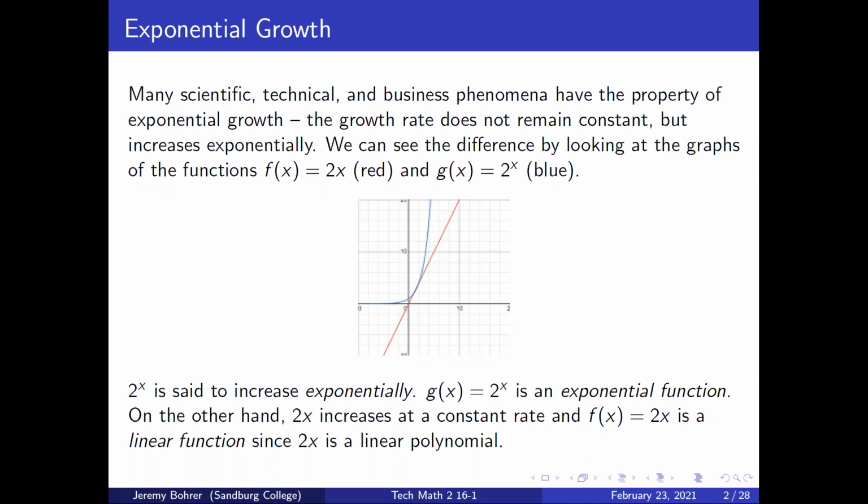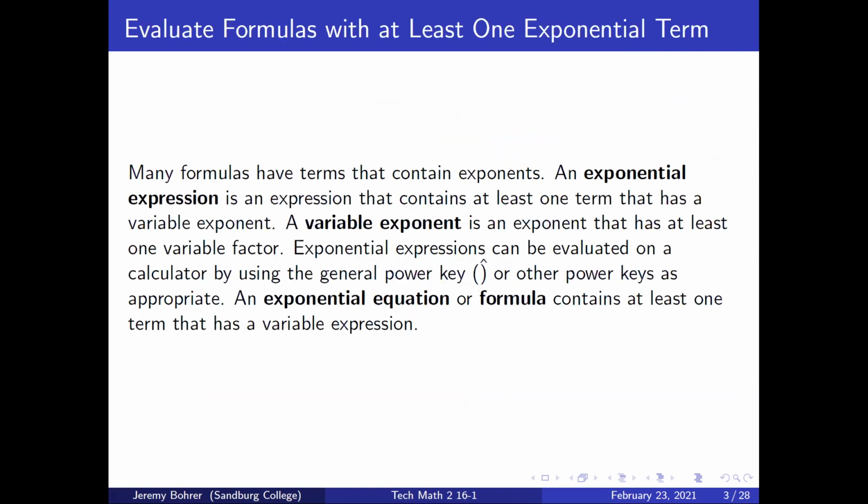We can see the difference by looking at the graphs of the functions f of x equals 2x in red and g of x equals 2 to the x in blue. 2 to the x is said to increase exponentially. g of x equals 2 to the x is an exponential function. On the other hand, 2x increases at a constant rate, and f of x equals 2x is a linear function, since 2x is a linear polynomial.